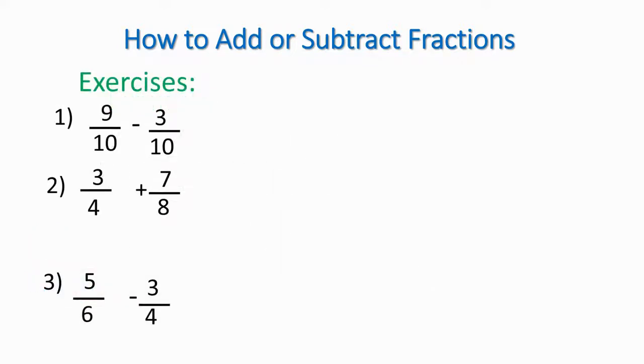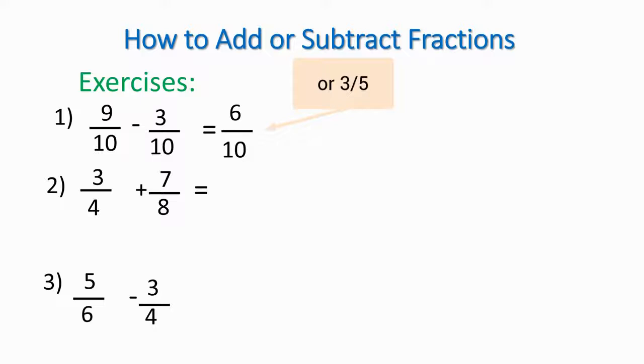Now it's your turn to do these exercises. Press the pause button while you do your workout, and press play again when you finish and compare your answers. So for the first question, you have a common denominator of 10, so you just subtract the numerators. 9 minus 3 gives you 6. You can also simplify that by dividing both numerator and denominator by 2, which will give you 3/5.